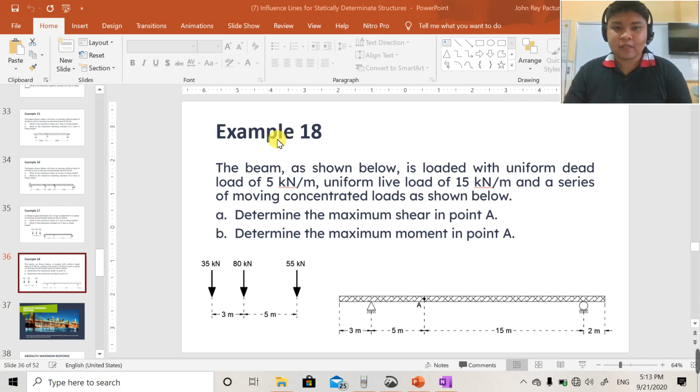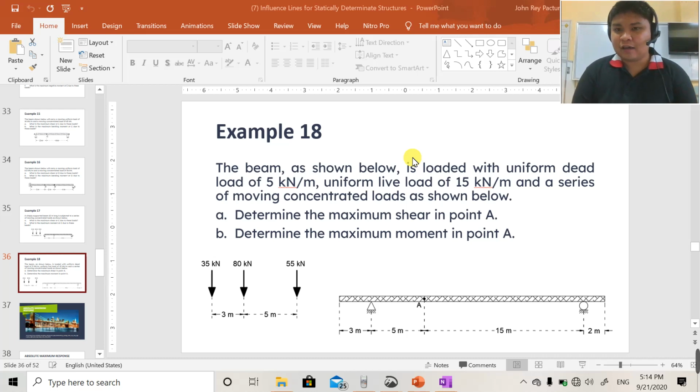It says here, the beam as shown below is loaded with uniform dead load of 5 kN per meter, uniform live load of 15 kN per meter, and a series of moving concentrated loads as shown below. So letter A, determine the maximum shear at A, and letter B, determine the maximum moment at A.